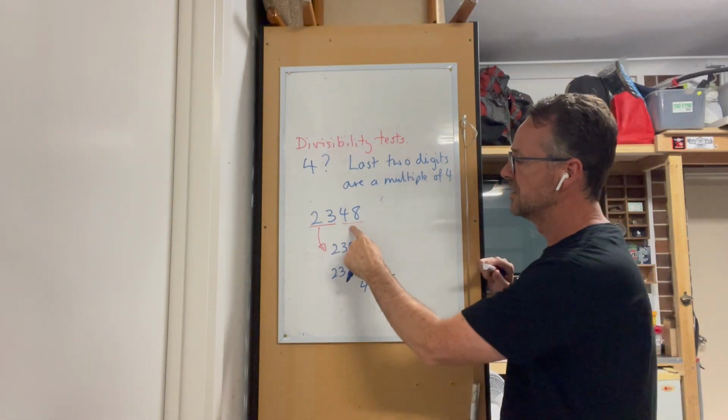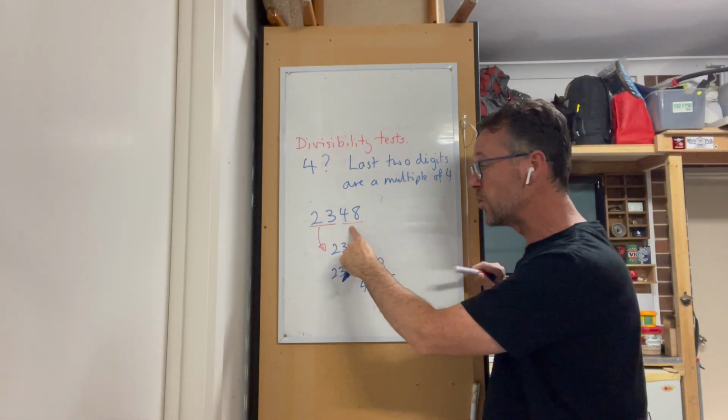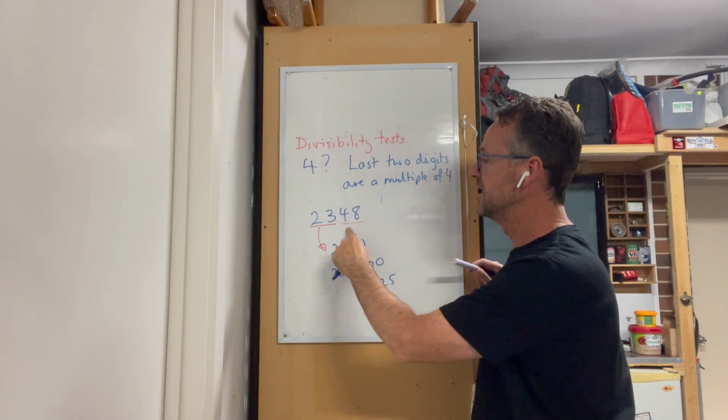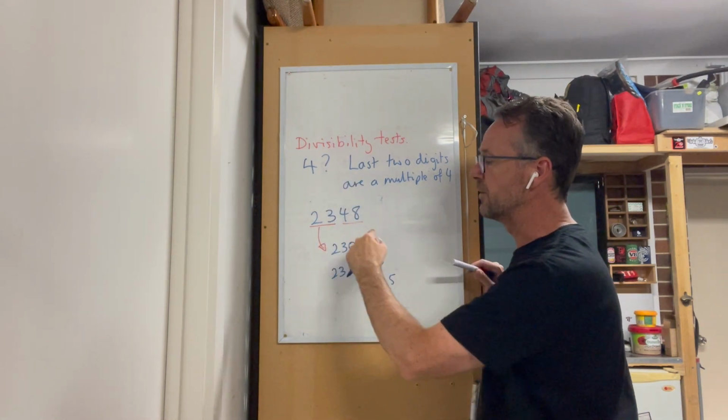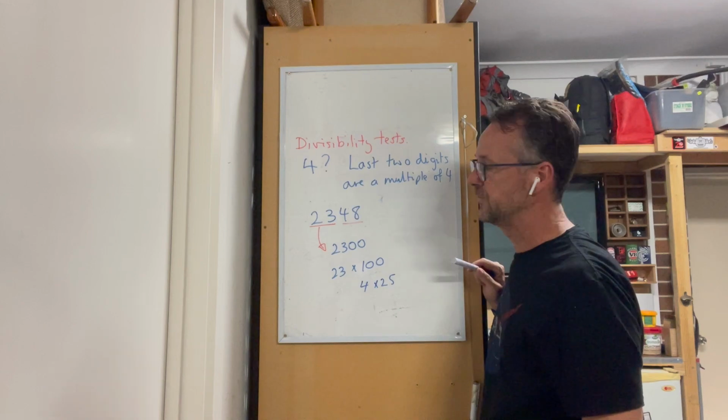Okay, so in this case, we're looking for, are they multiples of 4? And of course, 4 12s are 48. So yes, 4 will go into 2,348.